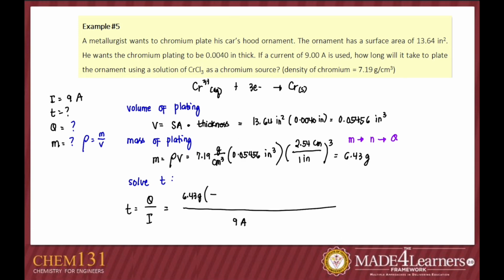Convert to moles. For chromium, 52 grams of chromium per 1 mole of chromium. And then from the number of moles to moles of electrons, 1 mole of chromium plated needs 3 moles of electrons transferred from the half reaction. And using Faraday's constant, for every 1 mole of electrons, the charge is 96480 coulombs. And computing, it would take, since no unit was specified, we'll use seconds, 3,975.73 seconds.